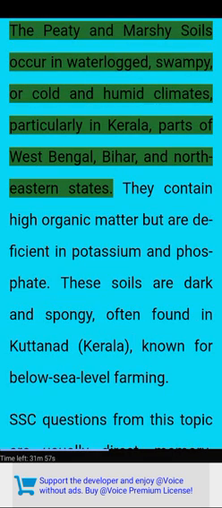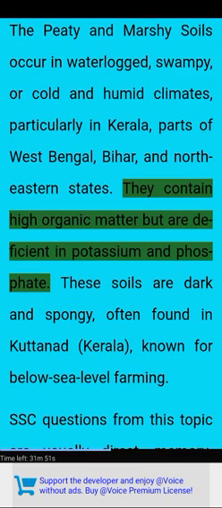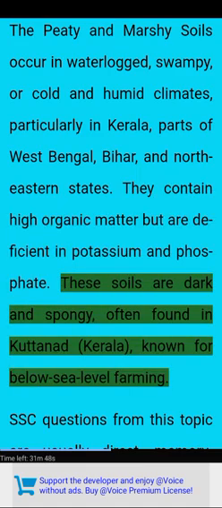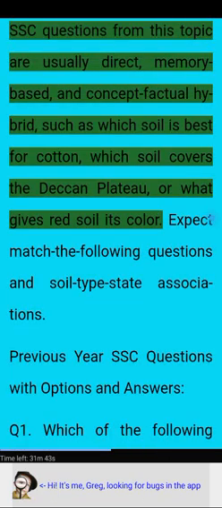The peaty and marshy soils occur in waterlogged, swampy, or cold and humid climates, particularly in Kerala, parts of West Bengal, Bihar, and northeastern states. They contain high organic matter but are deficient in potassium and phosphate. These soils are dark and spongy, often found in Kuttanad, Kerala, known for below sea level farming.